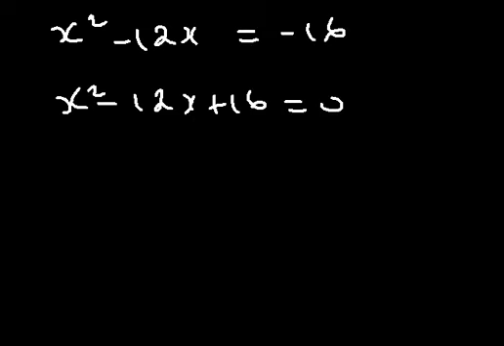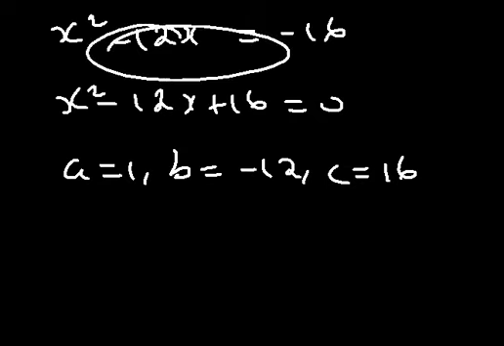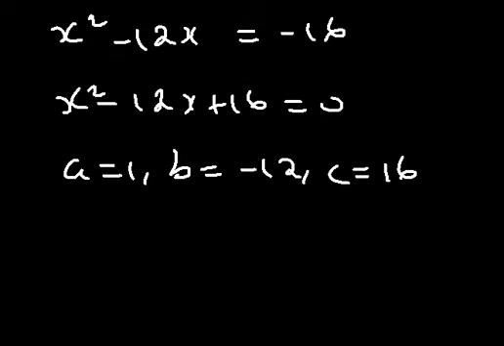Now using the discriminant, we need to understand that we have a, which will be given as 1, b given as negative 12, and c given as 16. Try to work it out to determine the roots which that particular quadratic equation has.